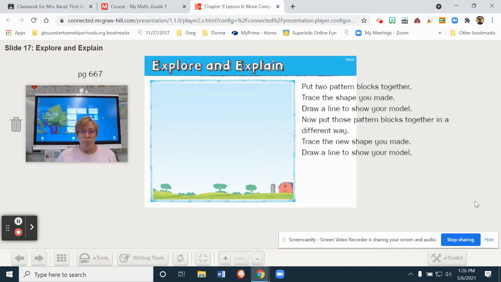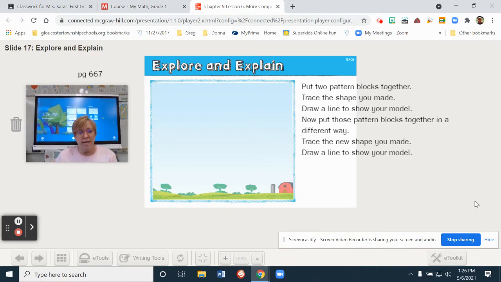Now put those pattern blocks together in a different way. Trace the new shape and draw a line to show your model. Okay, what all of that means is you get to pick any two of the blocks that you have in your bag, okay? Now think about this. You're going to pick two and make something. Once you do that, you trace it, make sure you put the line where the connection is, just like we did in the previous homework lesson that we practiced.